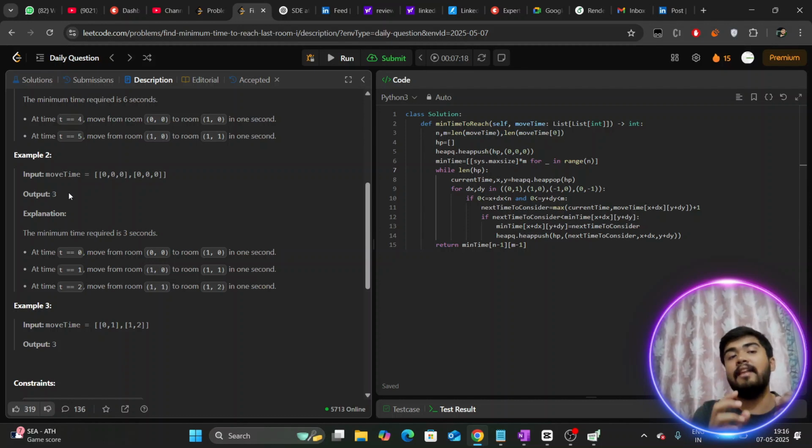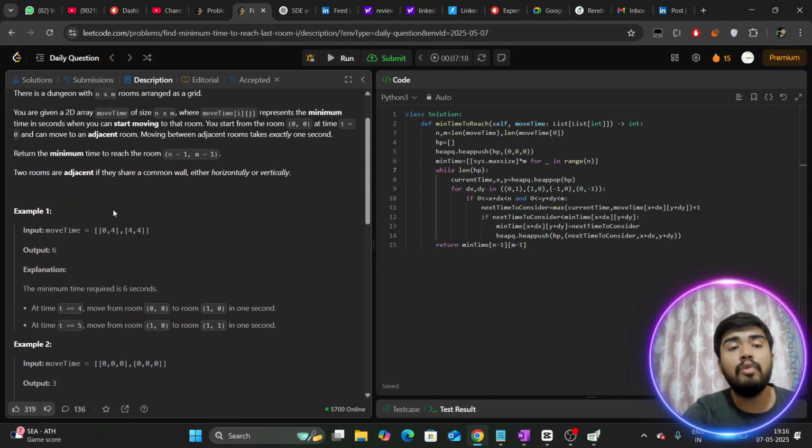Now I think you are getting the transitions: when my current time is greater than or equal to my minimum time, only then do we have the liberty to move. And to land successfully on that particular cell, I am going to consume 1 more second. When can I say I have reached a particular cell? They are basically looking for when we land on n-1, m-1.